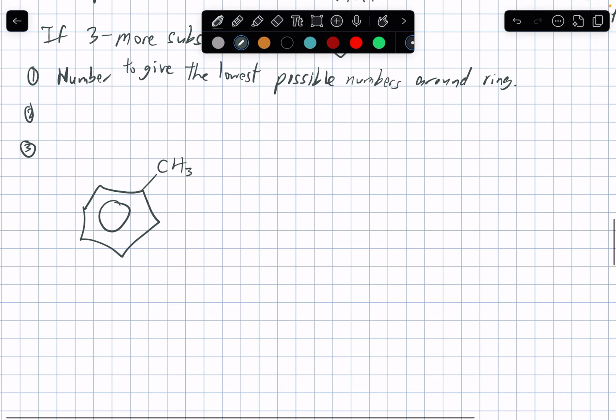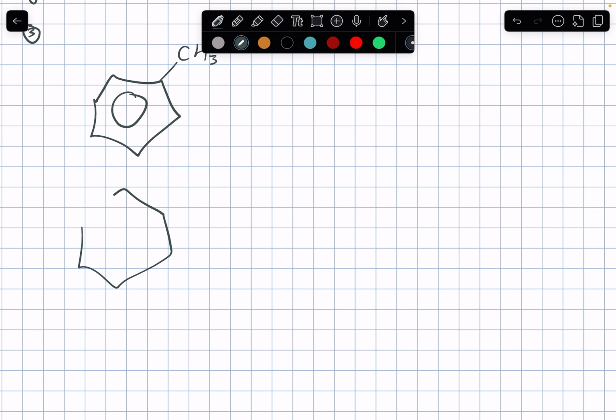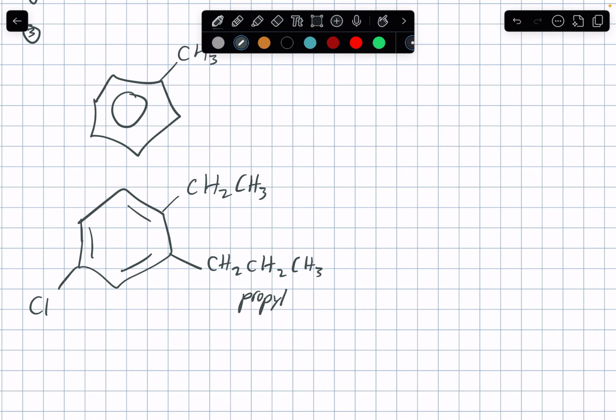Okay, let's have an example. Let's actualize what has been mentioned as rules. What if we have this? CH2, CH3, CH2, CH2, CH3, and then Cl. So, I think this is propyl. This one's ethyl. This one is chloro. So how do we number?